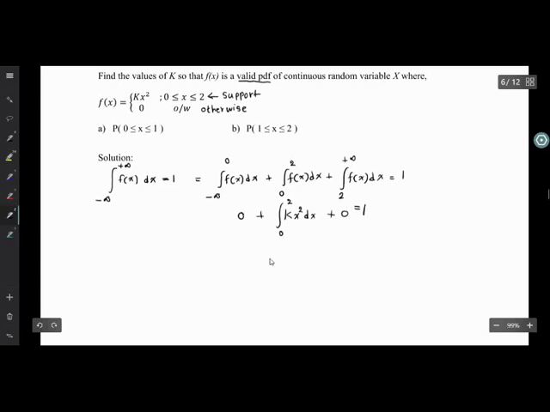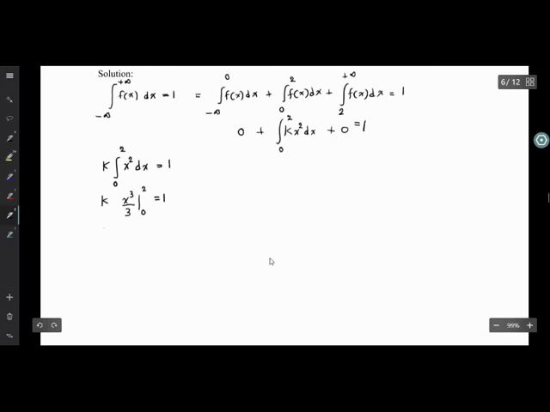Okay, now let's try to find the value of k. Since k is a constant, let's take it outside the integration. You have to integrate from 0 to 2 of x square dx. This should be 1. X square, the antiderivative will be x cubed over 3. Evaluate from 0 to 2. This is 1.